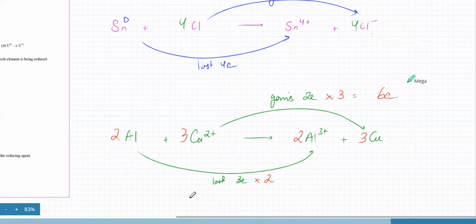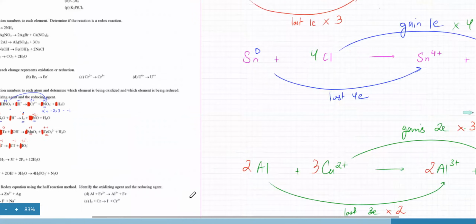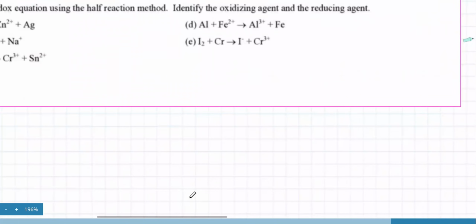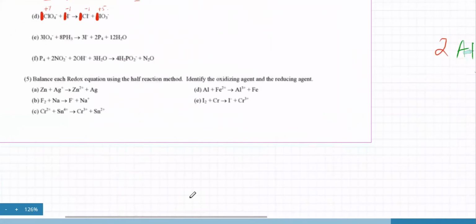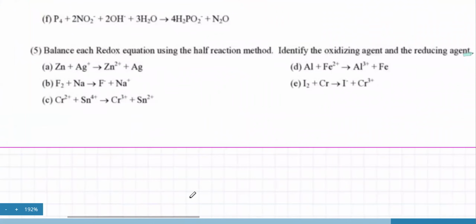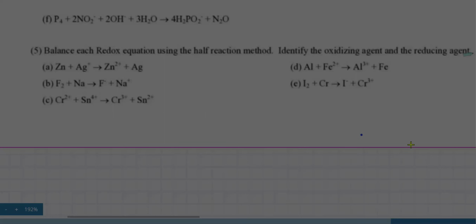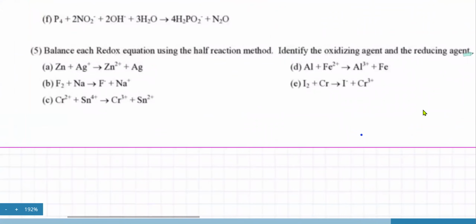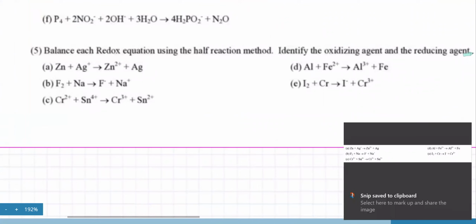I'm going to send these ones. You will do the same thing. Make sure that they are balanced at the end of the day. Okay. One second, sending it on WhatsApp.